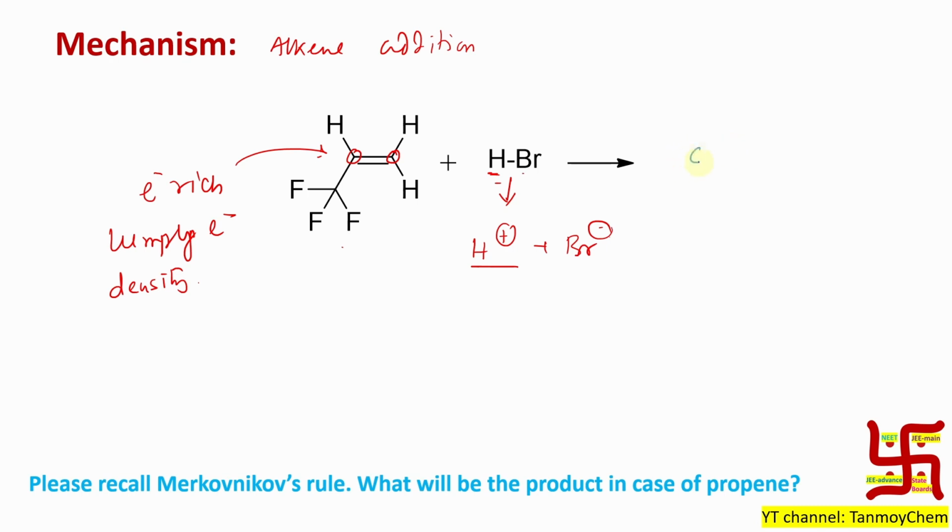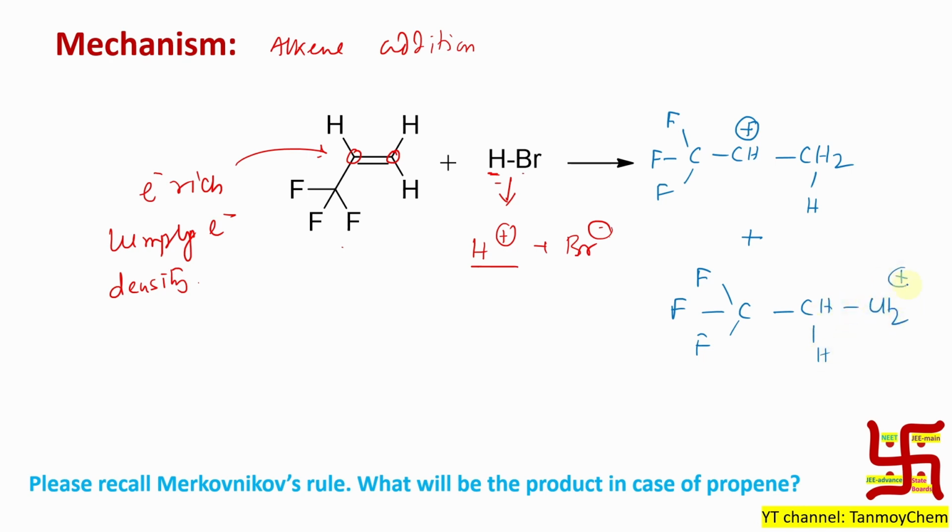Now there are two options possible. One, you can say, sir, the carbocation will be here, a secondary carbocation, meaning the H plus attached here. And there could be another option, that is this CF3. By the way, practice drawing structures, it's very important. Now there is CH2 here, positive charge.